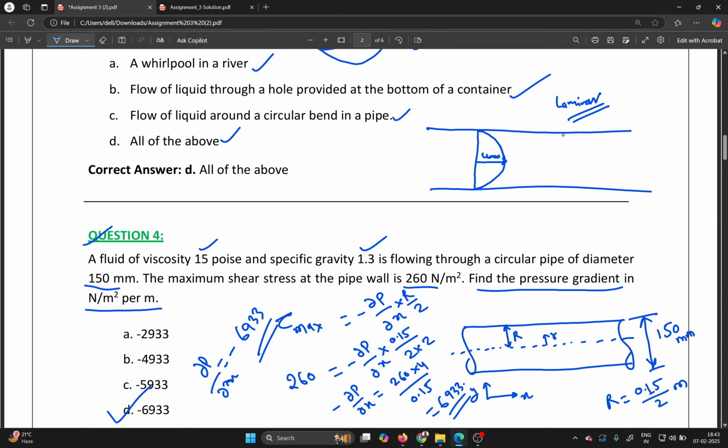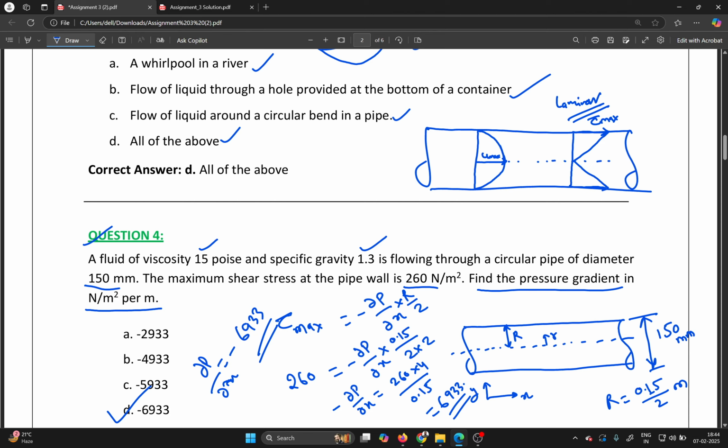Similarly, your shear stress variation is like that. If this is the center line, if this is the pipe, then your shear varies like that. At the wall, shear will be maximum like that. This is tau max. So in the question, tau max was given.